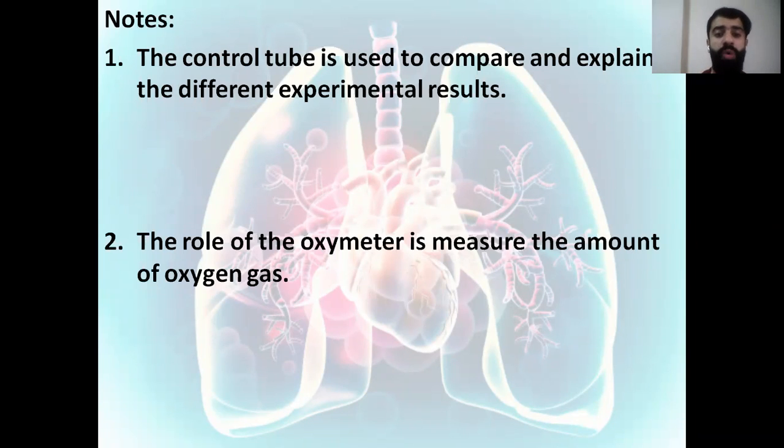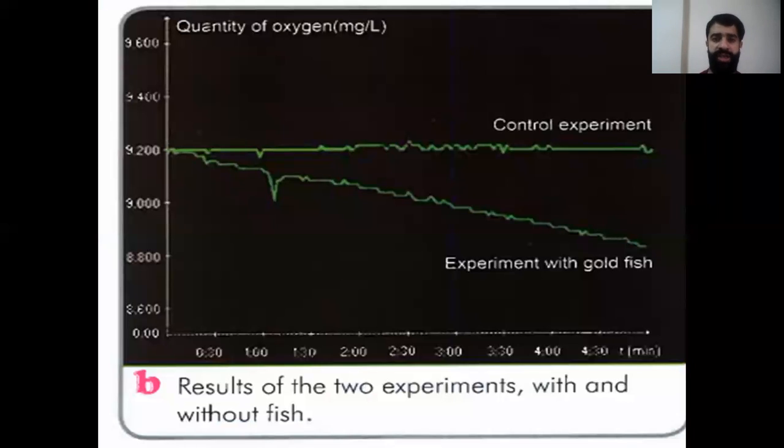And second, we have the role of the oximeter. Why do we use the oximeter? The oximeter is used to measure the amount of oxygen gas. So here there are two important notes that you have to keep in your mind. First, the control tube is used to compare and explain the experimental results. Number two, the oximeter is used to measure the amount of oxygen gas.